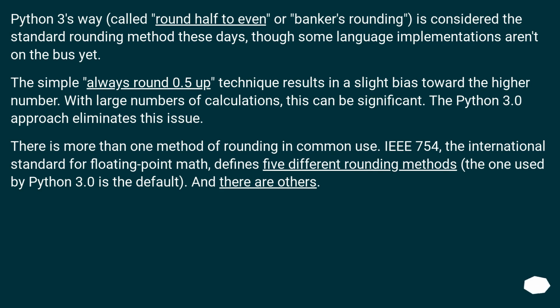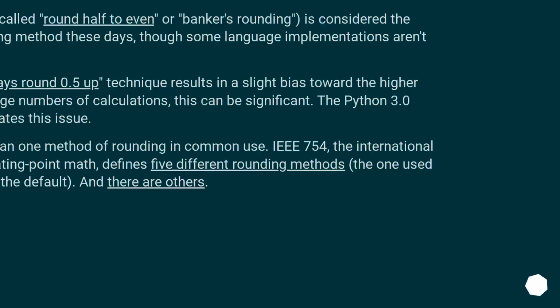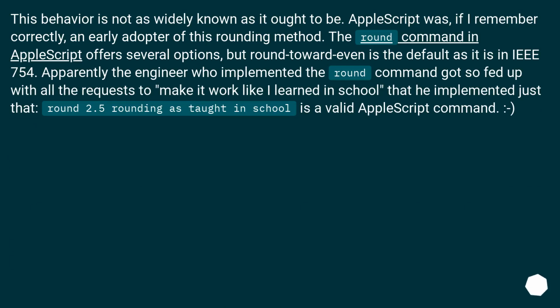There is more than one method of rounding in common use. IEEE 754, the international standard for floating point math, defines 5 different rounding methods. The one used by Python 3.0 is the default. And there are others. This behavior is not as widely known as it ought to be.